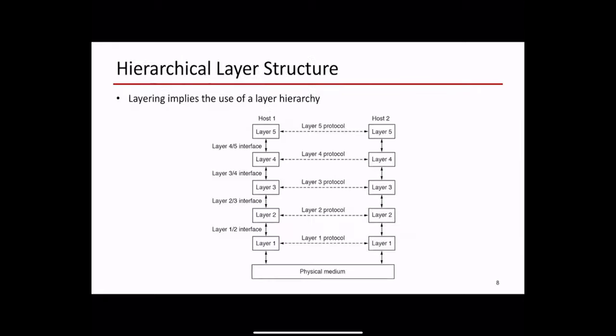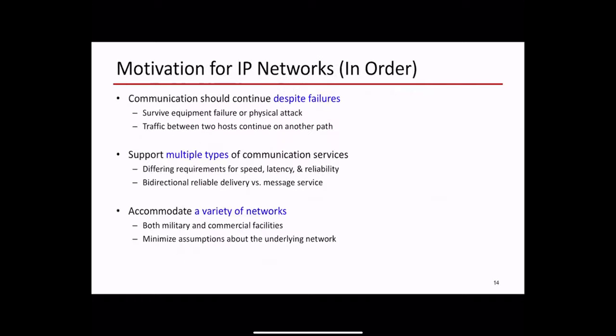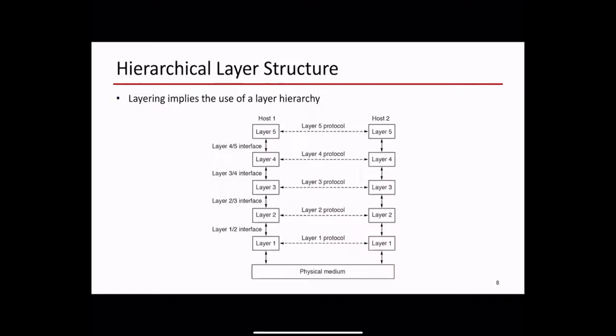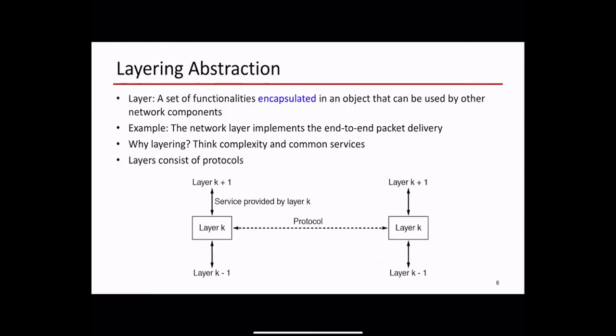Okay, so layering abstraction is a critical key to the success of computer networks and computer programming. For example, the network layer implements end-to-end packet delivery. The network is so complex that it must be simplified per layer. If I am a router designer, I only need to worry about layer 3. If I am an app designer, I only need to care about layer 7. If I am a radio designer, I only need to care about layer 1. So layering consists of protocols. Layer 7 corresponds to layer 7, layer 6 corresponds to layer 6, and all these things happen.